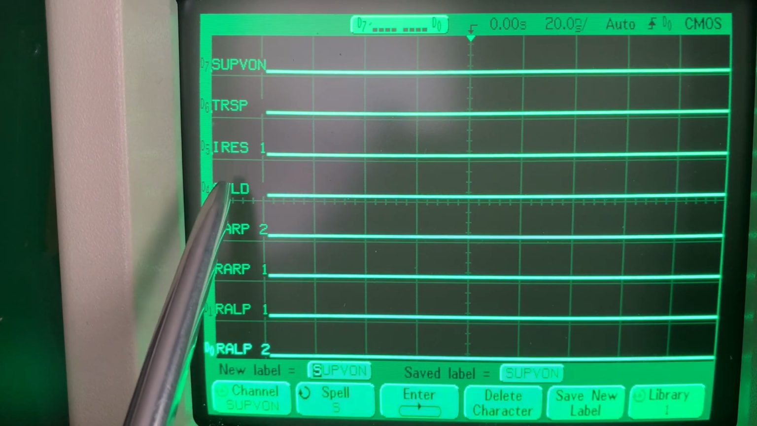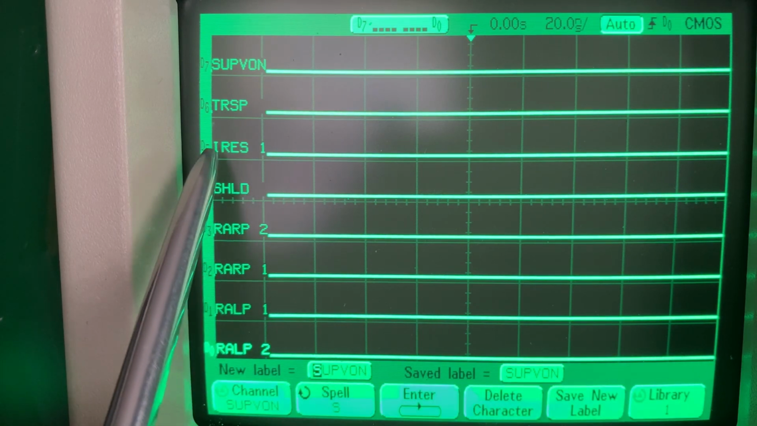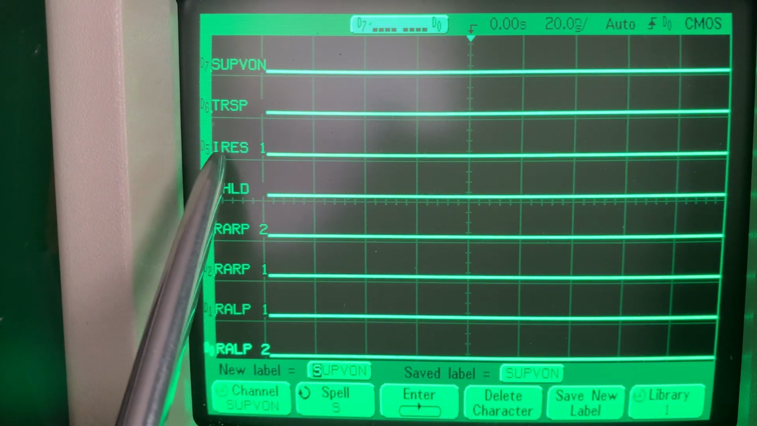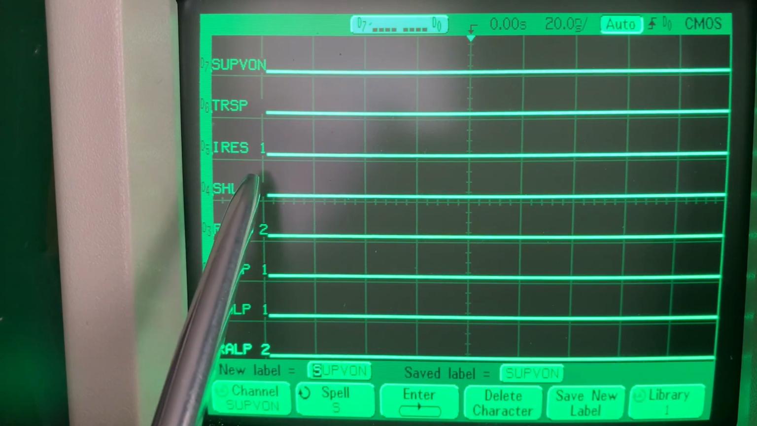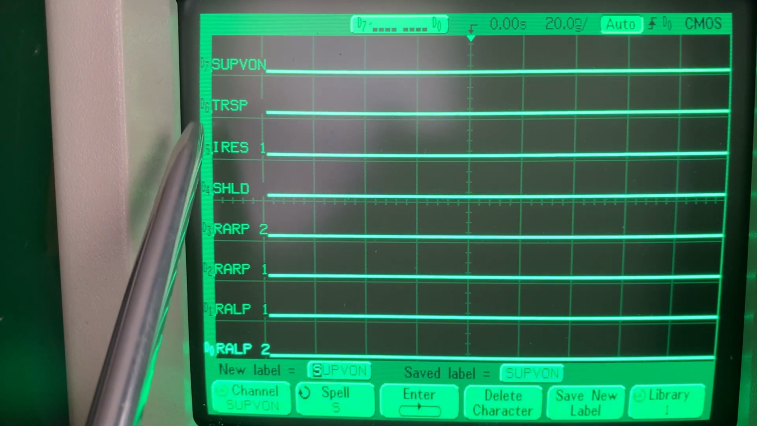According to the manual, the peripheral card is not using SHLD and IRES. The peripheral card is not using these 2 signals. This is what it's saying in the manual.